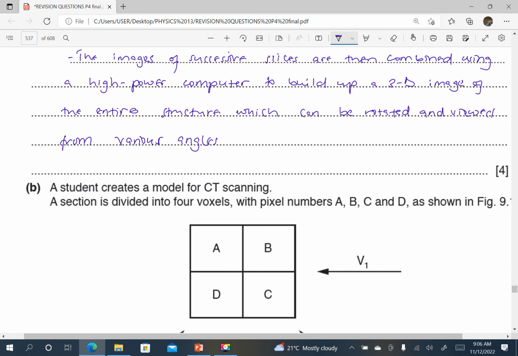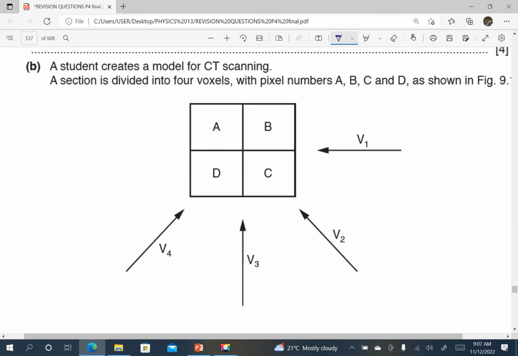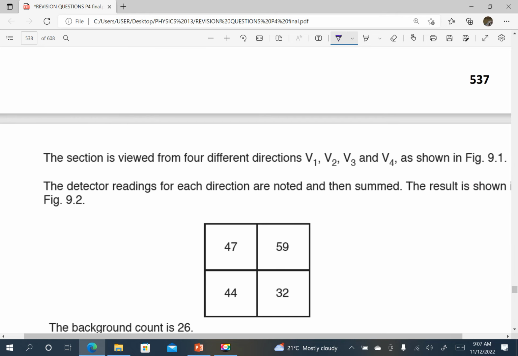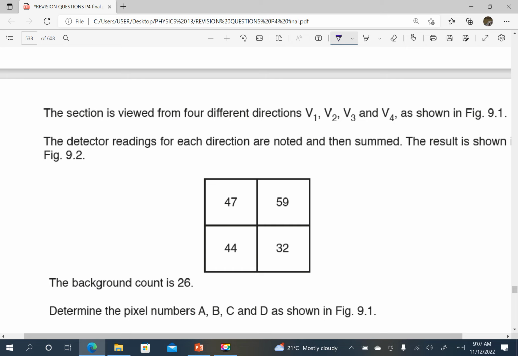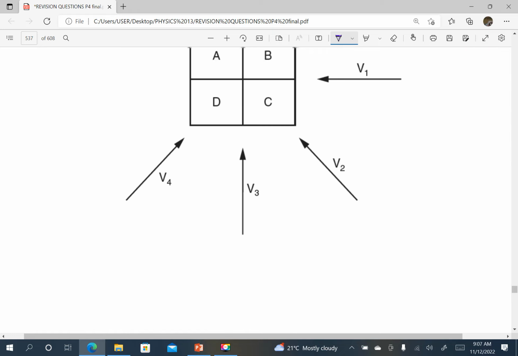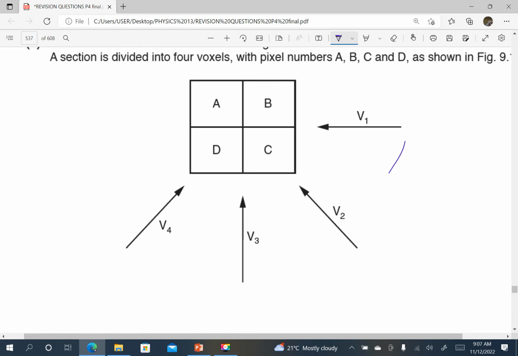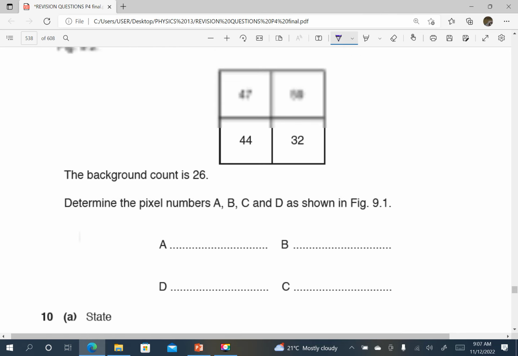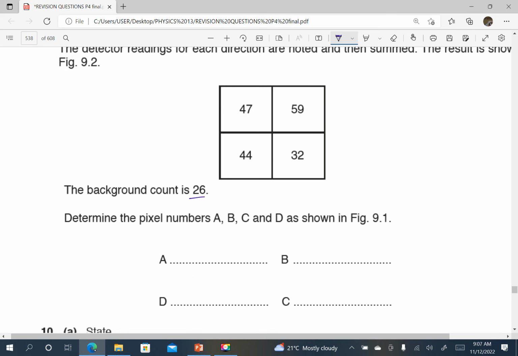A student creates a model for CT scanning. The section is divided into 4 voxels with the pixels A, B, C, and D, as shown here. The section is viewed from 4 different directions: V1, V2, V3, and V4, that is from the bottom. The background count is 26. Remember, the background count is the sum of the detector readings in any one direction.